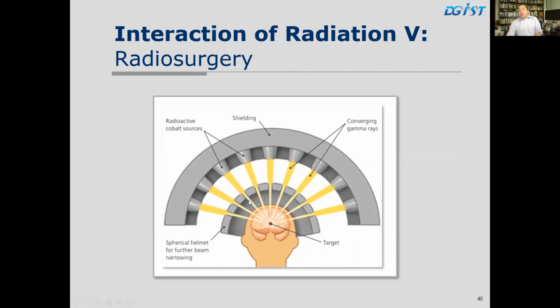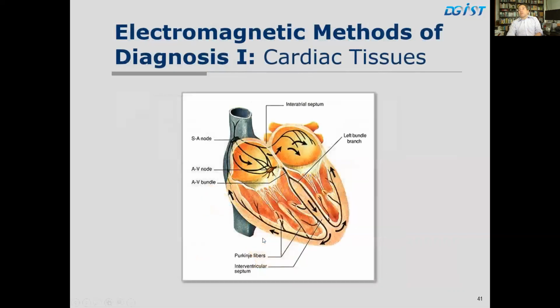So you might have various radioactive sources with gamma rays, and they are distributed around so that their deterministic effect on normal tissue is minimal, but their deterministic effect on a focused target is very high, and this could be the tumor as described. We have various electromagnetic methods of diagnosis.